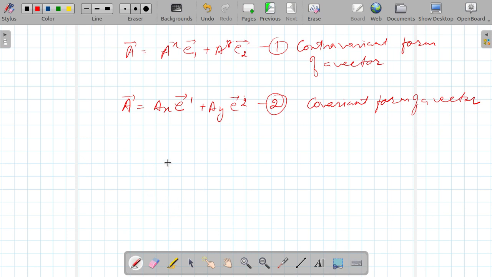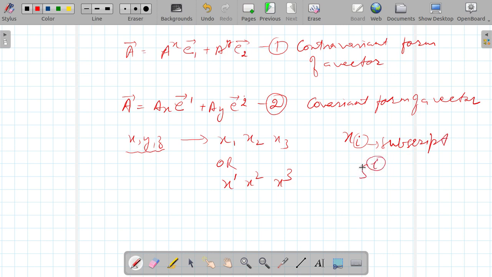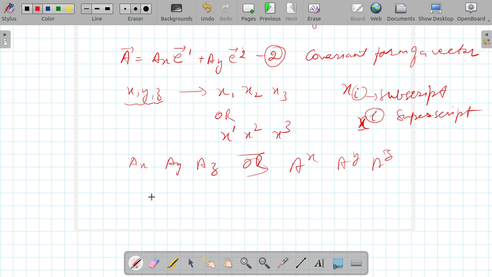So now, if we have three-dimensional space, then x, y, z are replaced with x1, x2, and x3, or they may be expressed with superscripts. That means this i is known as a subscript, and this i is known as a superscript. And if we have vector components Ax, Ay, and Az, these can be expressed as A1, A2, A3 or with superscripts.